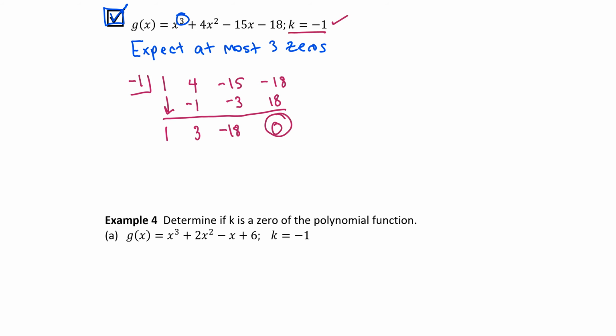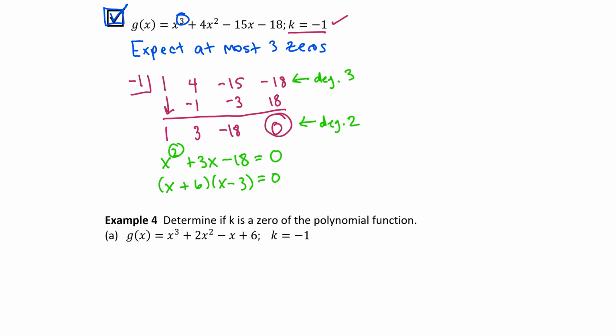Now, as we did on the previous examples, we started with a degree 3 polynomial, so this result should be degree 2, and we can rewrite that as a quadratic trinomial. We're going to set this equal to 0 and solve for x. Notice I'm going to get 2 other zeros out of this trinomial. When we factor, we obtain x plus 6 times x minus 3. So our other 2 zeros would be -6 and 3.